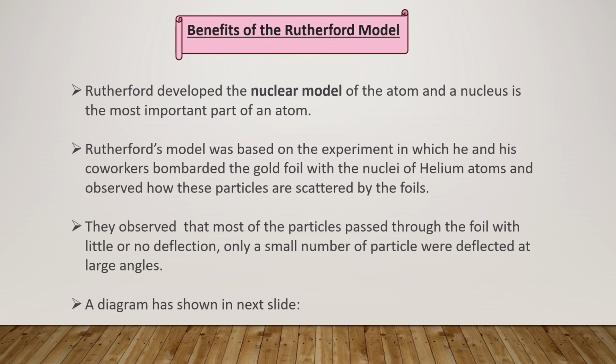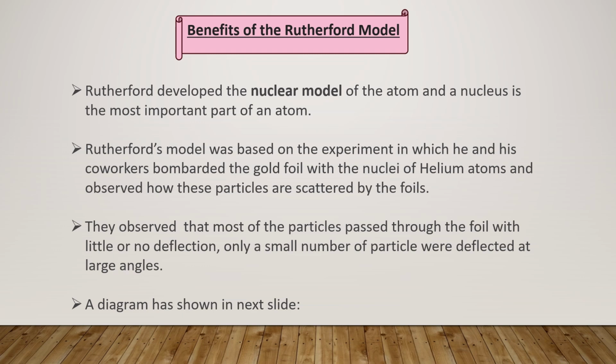Benefits of the Rutherford model. Rutherford developed the nuclear model of the atom, and the nucleus is the most important part of an atom. Rutherford's model was based on the experiment in which he and his co-workers bombarded gold foil with the nuclei of helium atoms, which is 2He4, and observed how these particles are scattered by the foil.